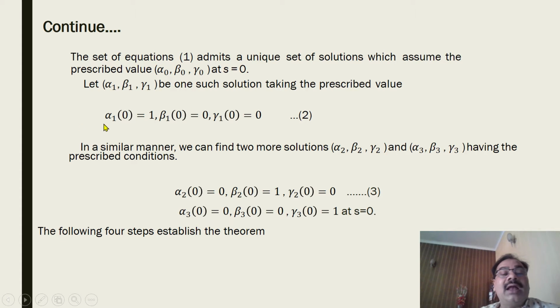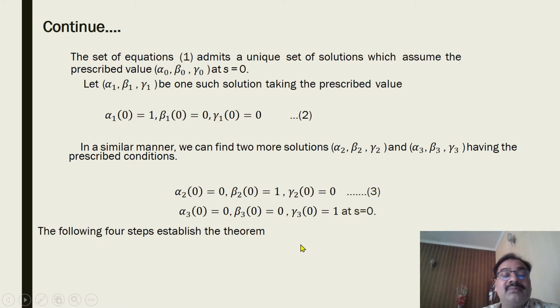It means alpha 1 at 0 is equal to 1, beta 1 at 0 is equal to 0, gamma 1 at 0 is equal to 0. This is equation number 2. In a similar manner, we can find two more solutions alpha 2, beta 2, gamma 2 and alpha 3, beta 3, gamma 3 having the prescribed conditions, that is alpha 2 at 0 is 0, beta 2 at 0 is 1 and gamma 2 at 0 is 0. That is equation number 3. And alpha 3 at 0 is 0, beta 3 at 0 is 0 and gamma 3 at 0 is equal to 1.